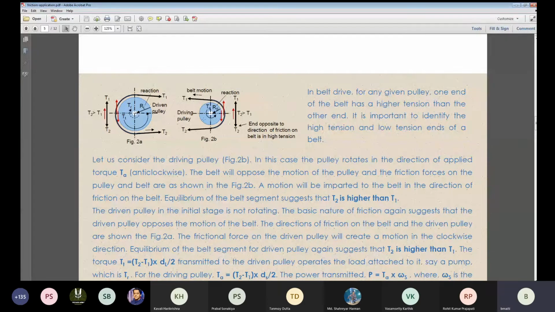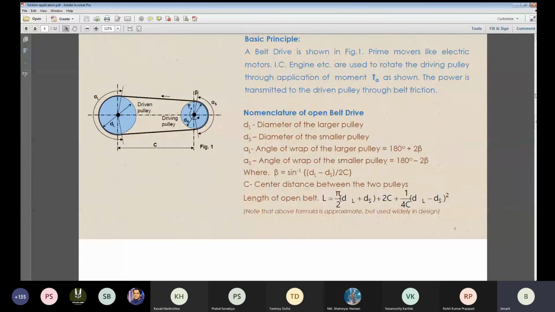That is important. Did I not talk about this in the earlier slide? Okay, the basic principle is written: the prime movers like electric motors, IC engines, etc. are used to rotate the driving pulley through application of moment TA. This is the same diagram. So this is an IC engine or any motor, and it is driving it.